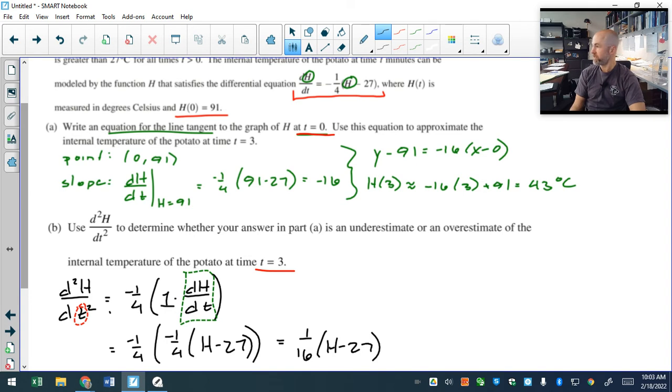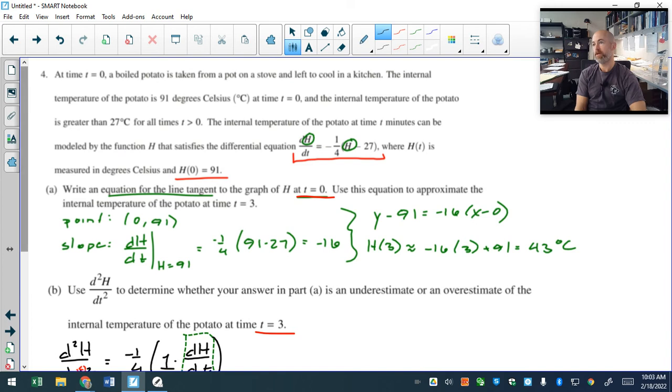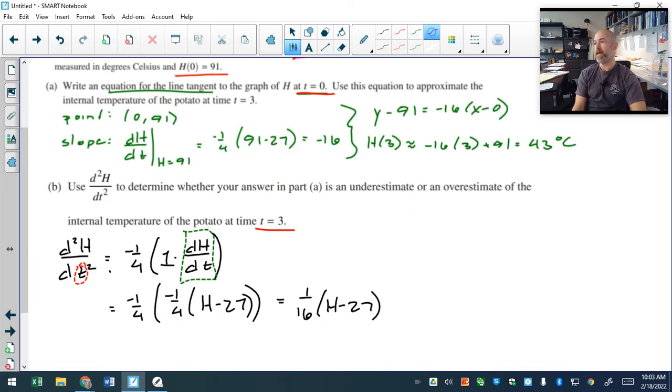So the question is, where is h? What can h possibly be? So we go back to the paragraph. H is the temperature of the potato, and they do say that the temperature of the potato is greater than 27. Right? So since h is greater than 27, that means my second derivative is positive. And if a second derivative is positive, that means we're concave up. Therefore, it's an underestimate.